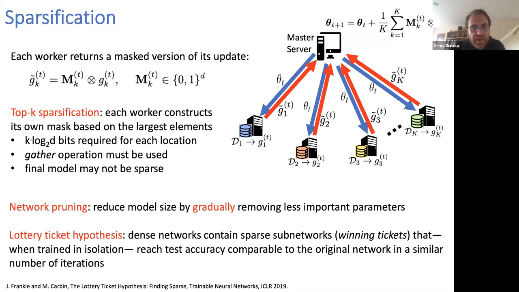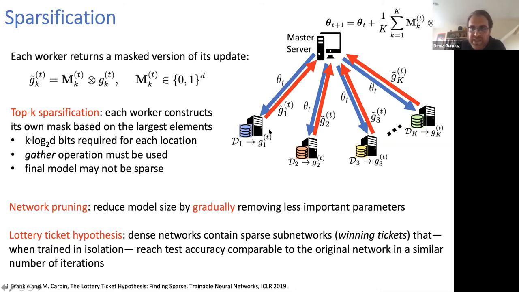Now there is this paper, the lottery ticket hypothesis. It says that dense networks could contain sparse subnetworks, which they call winning tickets, which, if trained in isolation rather than starting from the fully trained network, would reach an accuracy comparable to the fully trained network. So in a way, if we knew from the very beginning what that sparse network structure is, we wouldn't even need to train a larger network.